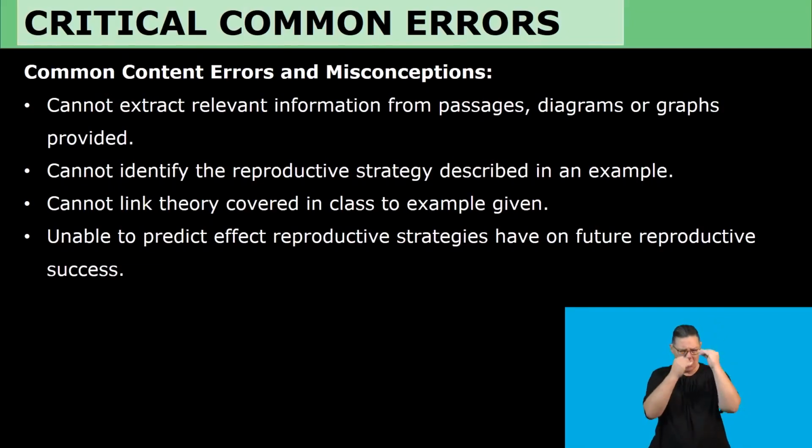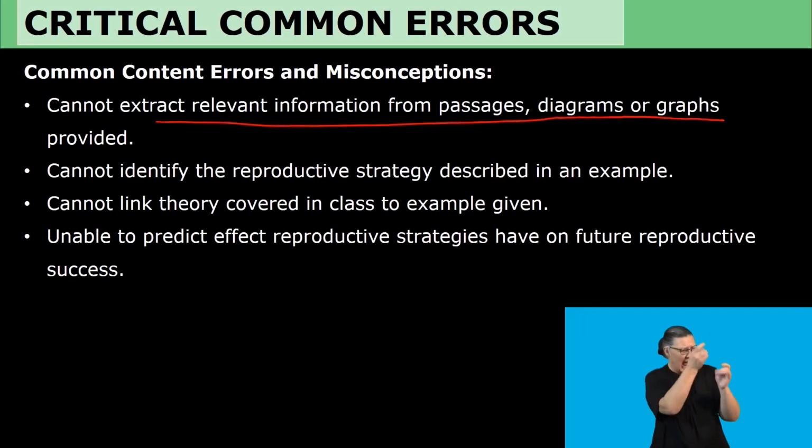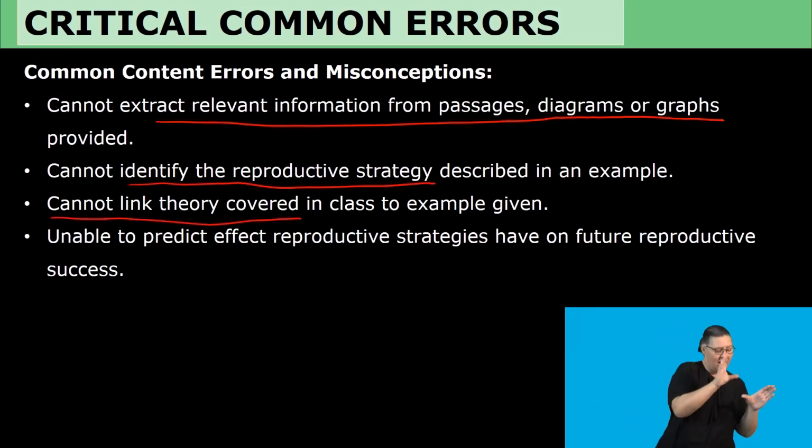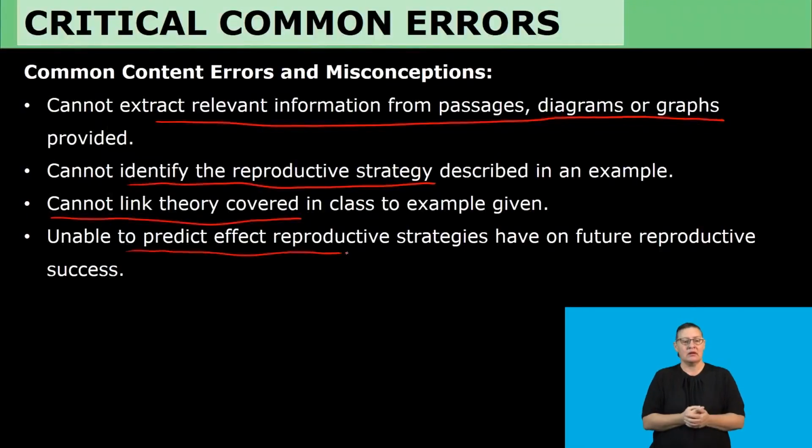When we look at reproductive strategies, there are common errors that we pick up and misconceptions. Some of the challenges are that learners are not able to extract relevant information from the passage, diagram, and graphs. They cannot identify reproductive strategies. Learners cannot link theory covered in class and the typical example that is given on a question paper. They are also unable to predict the effect of reproductive strategies and what they have on future reproductive success.